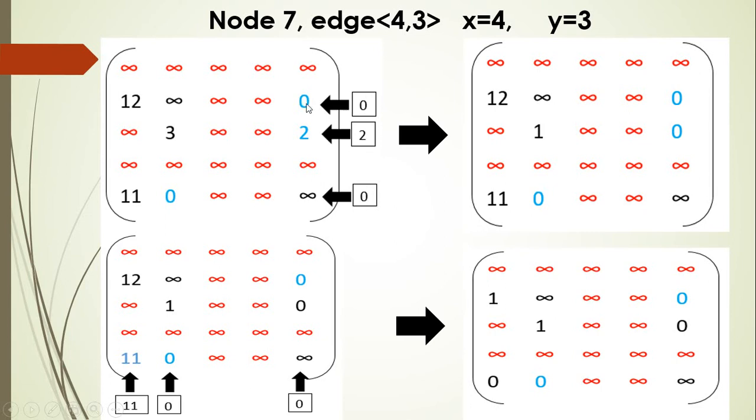Reducing rows: the minimum value is 2 in one row and 0 in the other. After reducing these two, you will get this matrix. Use this matrix for reducing columns: the minimum values are 11, 0, 0, and then you will get this matrix. So the total reduced cost here is 13.